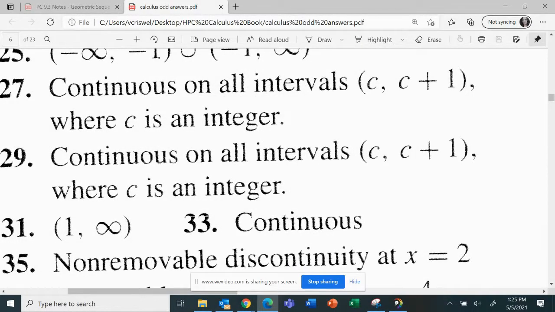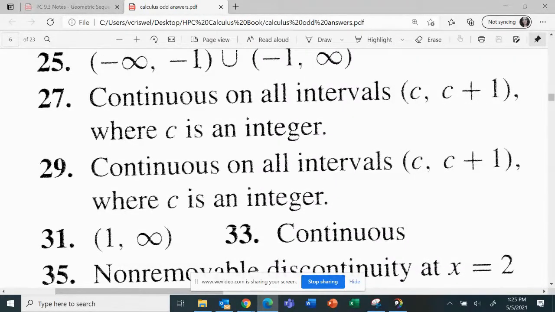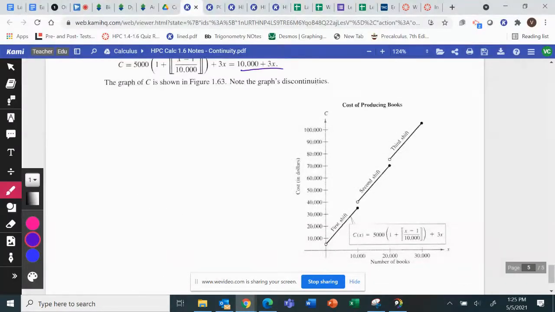So this 27 is one that is a step function. And they wrote C to C plus 1. Now, you don't know what the equation is. But it does look like they're writing some sort of interval from the x to the x. But it says continuous on all intervals where C is an integer. So how could we do something like that?